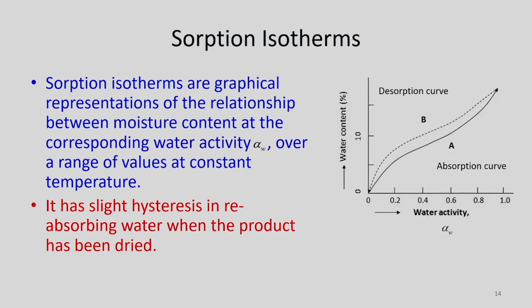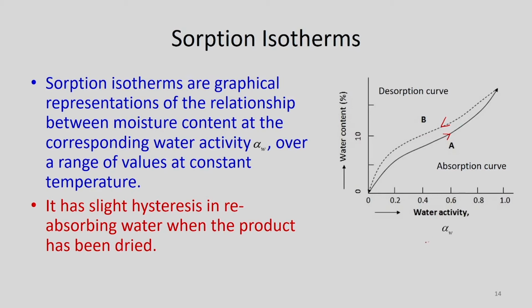Also, sometimes we need to know sorption isotherms. These sorption isotherms are a graphical representation of the relationship between the moisture content and the corresponding water activity over a range of values at constant temperature. As you can see here, this curve is for absorption and this B curve is for desorption. You can notice hysteresis between these two, because after drying completes, some moisture absorption by the product is again observed, and because of that this hysteresis is observed.